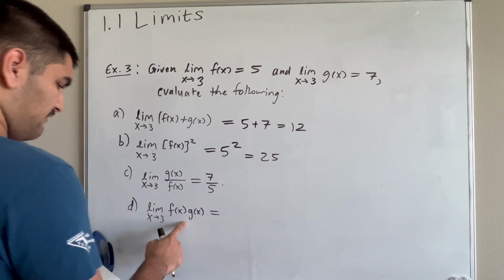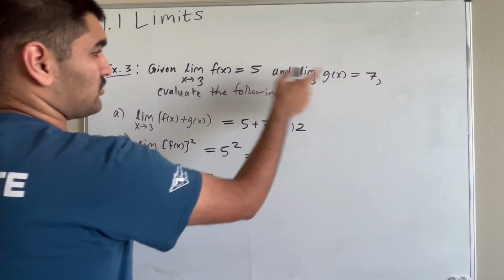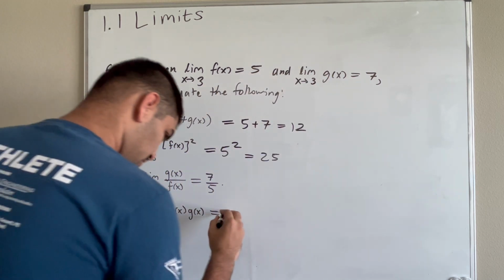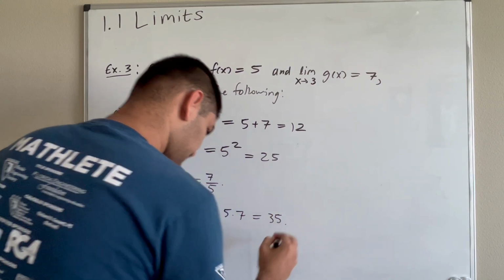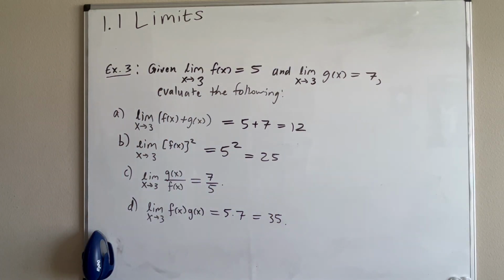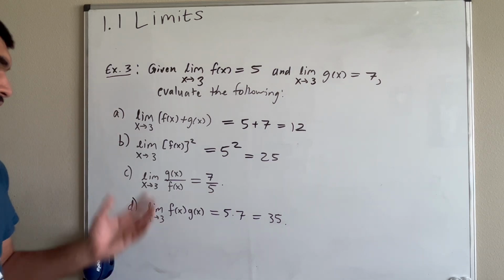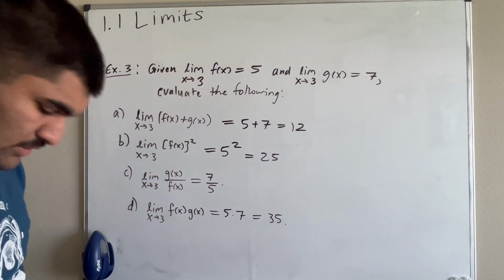But if we have this, then we simply just multiply the corresponding limits. So this is just equal to 5 times 7, which is 35. All right, cool. So that's just an example of how the limit laws apply. Okay?